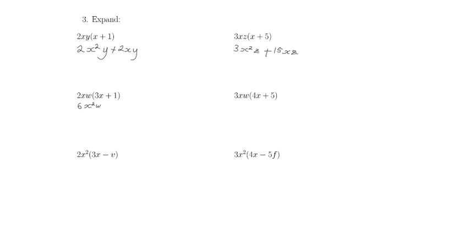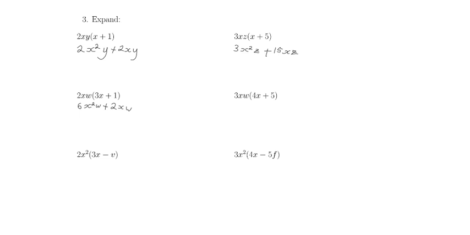Now we have to do 2xw multiplied by 1. That just gives us 2xw. We have addition here, so we're going to keep that, and our final answer is 6x squared w add 2xw.